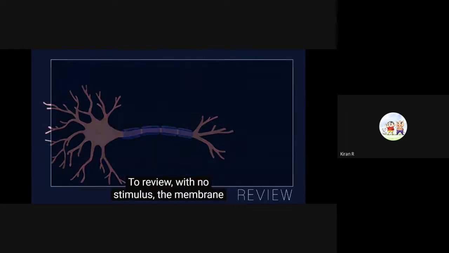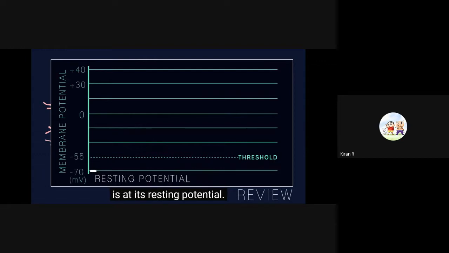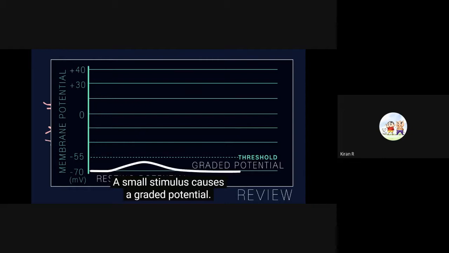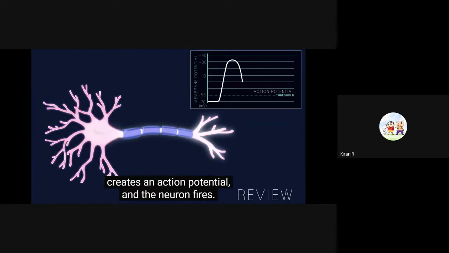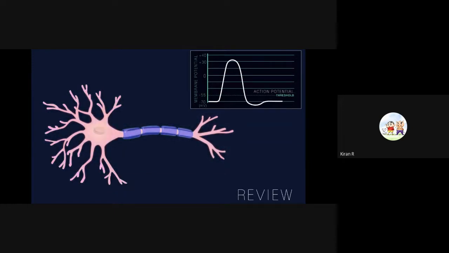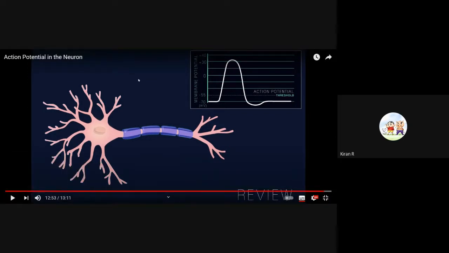To review, with no stimulus, the membrane is at its resting potential. A small stimulus causes a graded potential, and a stimulus above the threshold creates an action potential and the neuron fires. Okay, so that's about the action potential.